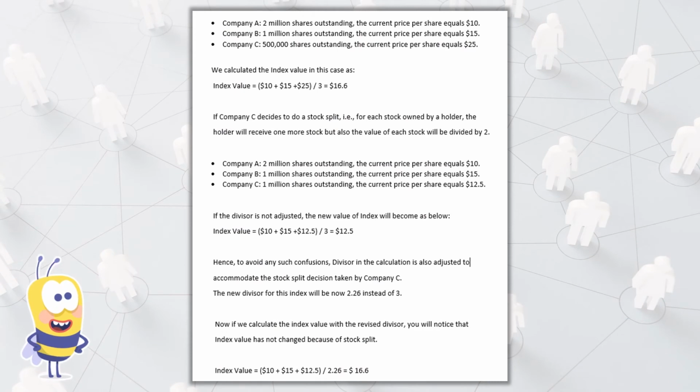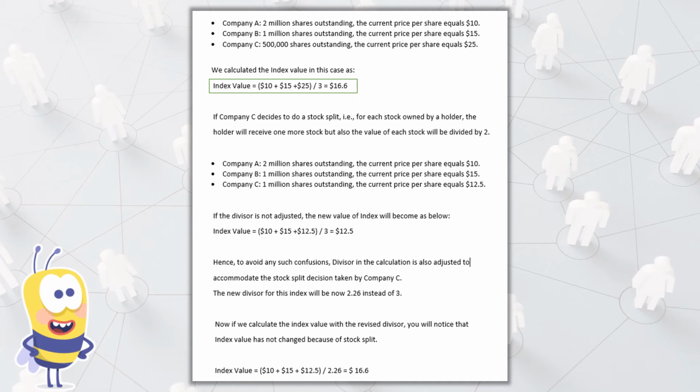Let us look at the previous example of a price-weighted index, to understand why and how the divisor is changed to maintain the continuity of the index. We calculated the index value in the previous example to be $16.60. Since this index is price-weighted, the number of stocks of each company does not have any impact on the weightage of each stock. But when company C decides to split the stock, not only does the number of stocks of company C double, but its stock price also becomes half.